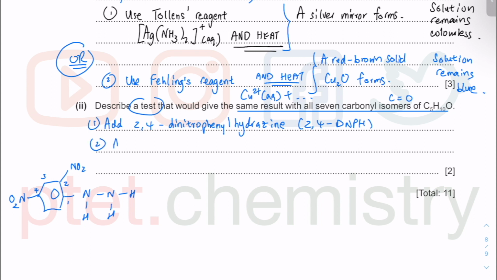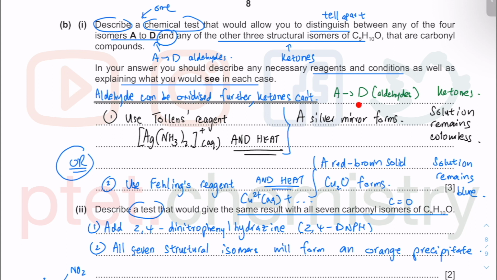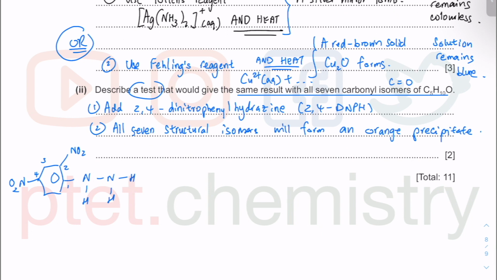Now the observation is that all 7 structural isomers will form or will give an orange precipitate. Hang on, you cannot write PPT in a theory paper, that's only for the practical paper. You can say form orange crystals or orange precipitate. That is going to be positive because you have the CO of aldehydes and ketones, and you can only tell them apart if you use Tollens or Fehling's. They are very specific to the oxidation of aldehyde, which ketones cannot undergo further. But when you do those reactions with aldehydes or ketones, you are not exactly doing redox chemistry. Let me just show you one with the ketone.